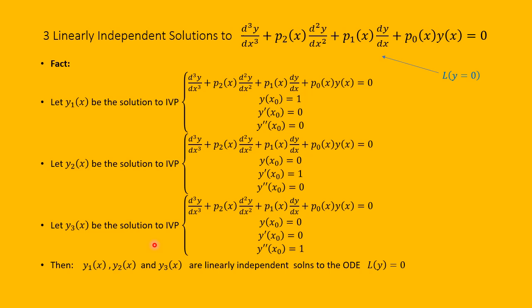It turns out, and theory supports this, there are proofs of this, that if P2, P1, and P0 are continuous on an interval I, and if x0 is within that interval I, then there are solutions to these three problems, and the three solutions we get to these three initial value problems are linearly independent.